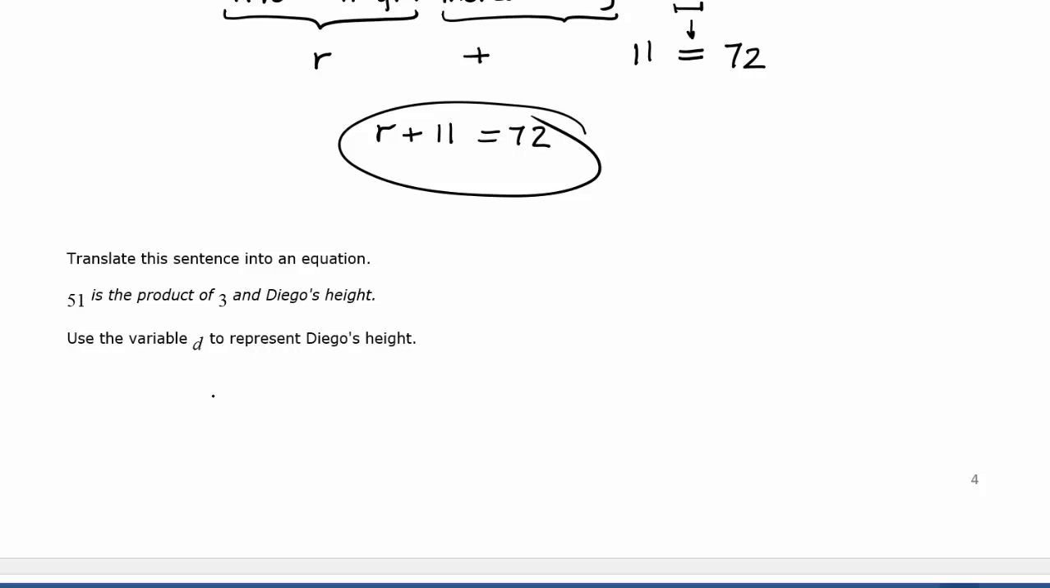The next one says 51 is the product of 3 and Diego's height. Use the variable d to represent Diego's height. So I'm going to rewrite my sentence. 51 is the product of 3 and Diego's height.